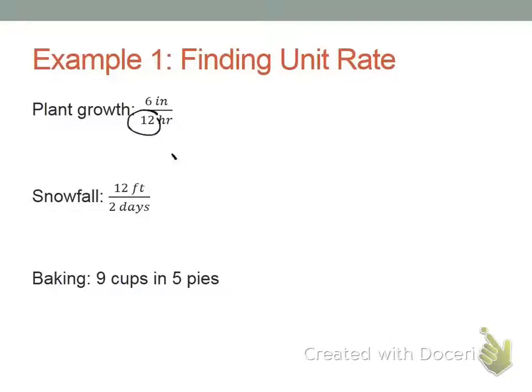Whatever number is here in my denominator, that is the number I'm trying to get to reduce to 1. So what could I divide 12 by to get it to reduce to 1? I could divide it by 12. And whatever I do to the bottom, I have to do the same thing to the top to keep my ratio the same proportion. All right, so now I divide the top.